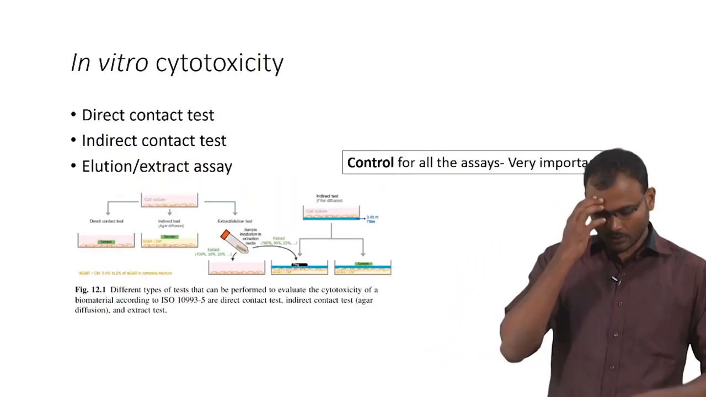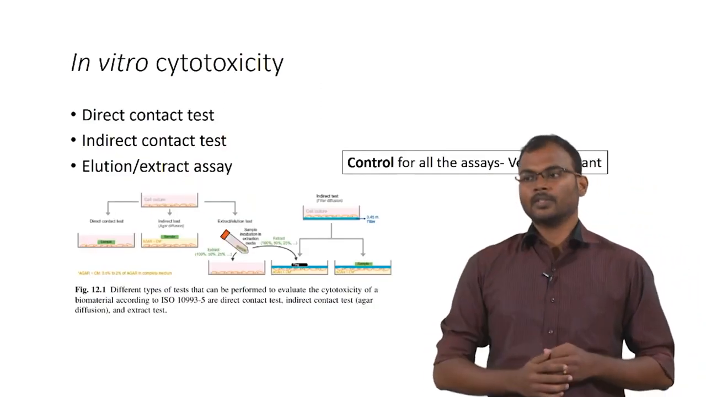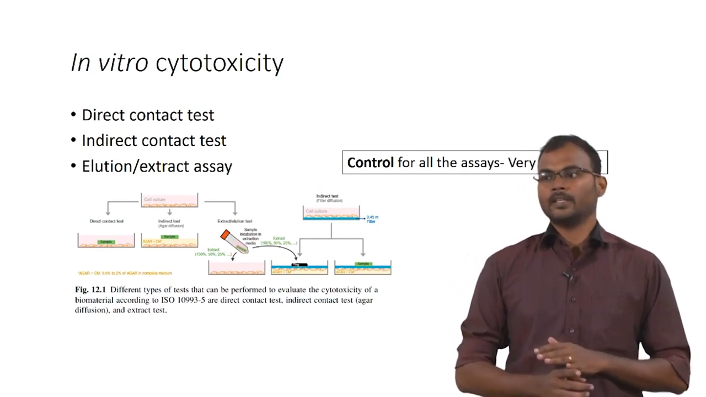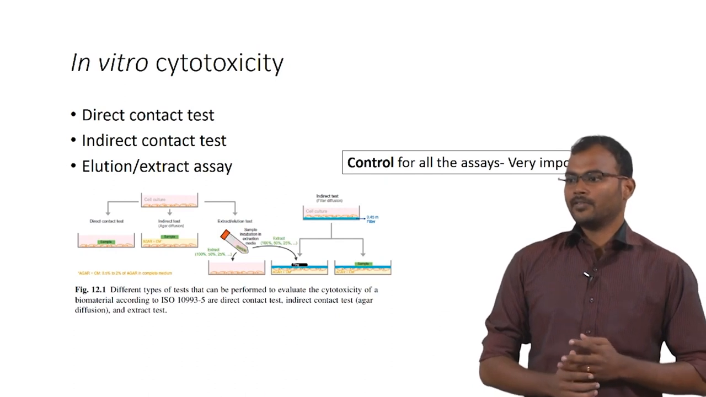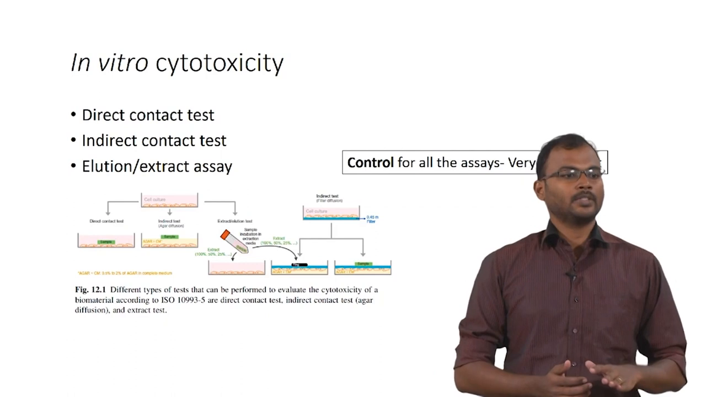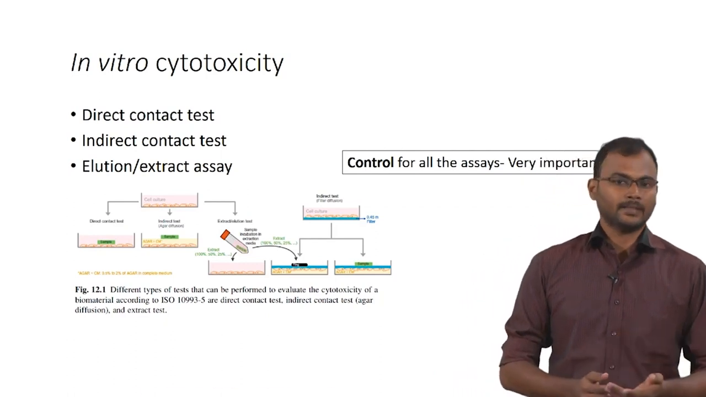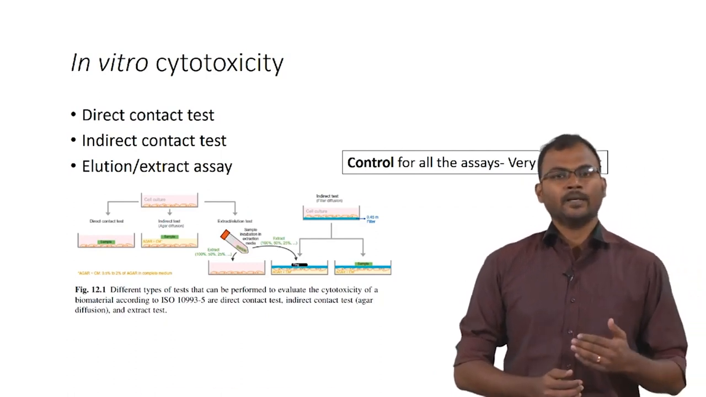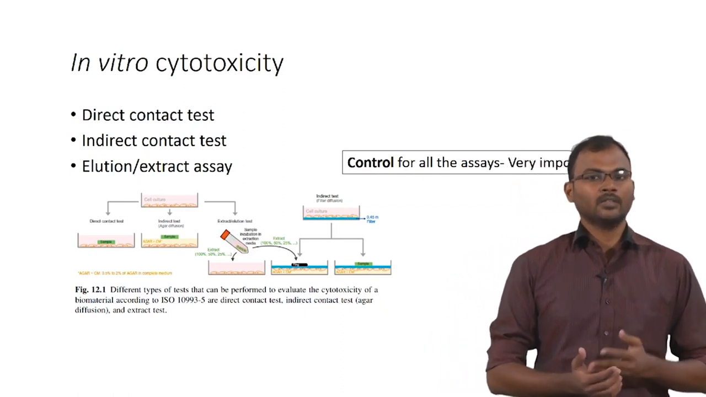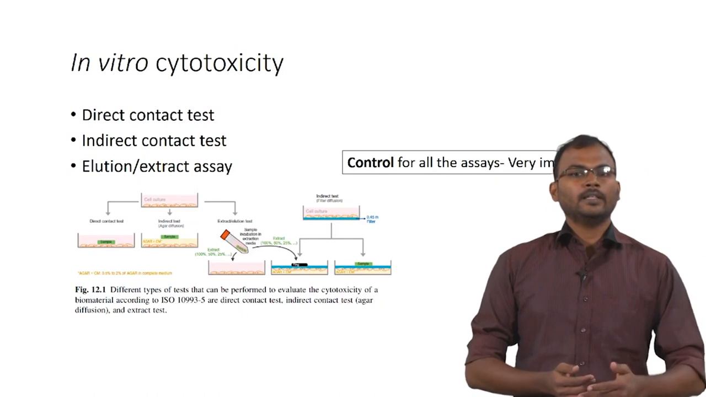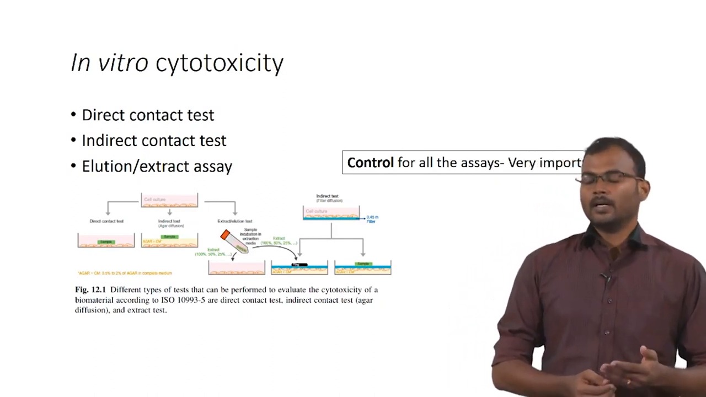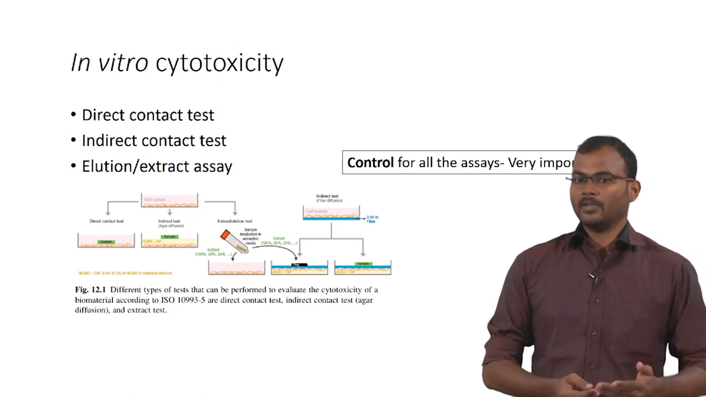And so coming to toxicity, this is a primary test we will do for all the materials, either a hydrogel scaffold or nanoparticles, whatever the material. We have to check whether it is accepted by the cells or not. That can be done based on 3 different methods: direct contact, indirect contact, and elution or extract assay. All these variations are based on what type of sample you are having.